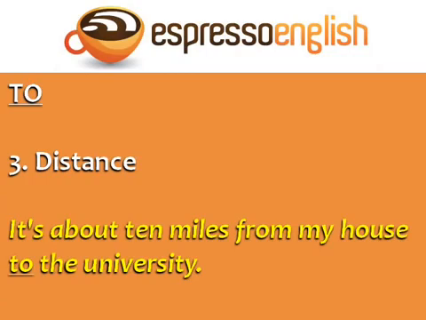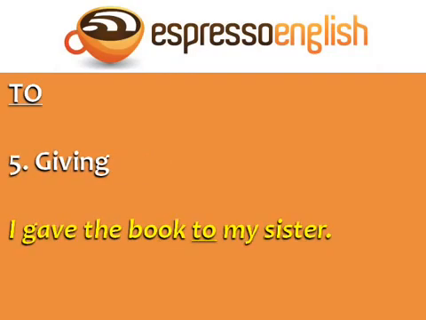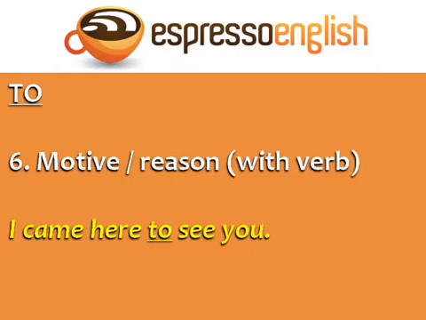Use to when talking about distance. It's about 10 miles from my house to the university. You can also use to for comparing. I prefer sleeping to working. Use to when talking about giving. I gave the book to my sister. Use to when talking about a motive or reason with a verb. For example, I came here to see you.